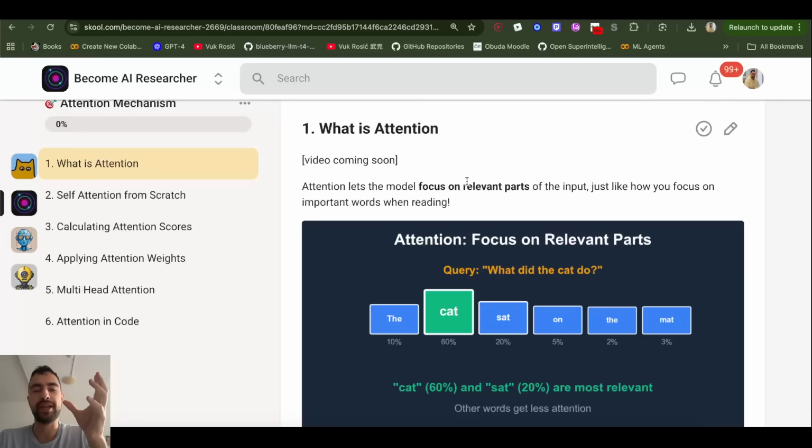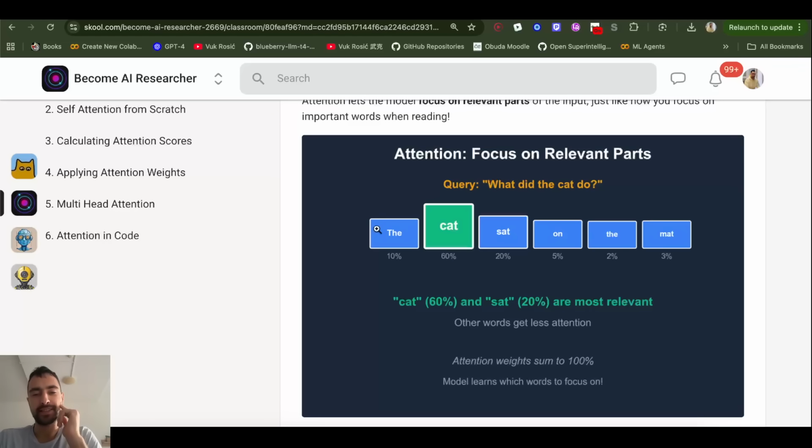Welcome to attention mechanism and self-attention in transformers in large language models. So let's say we have a sentence: the cat sat on the mat. Let's say we have just these words in front of the mat, and we're trying to predict the next word that is mat. So how do we know what's the next word?